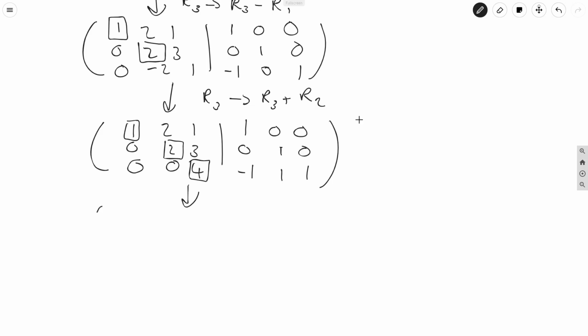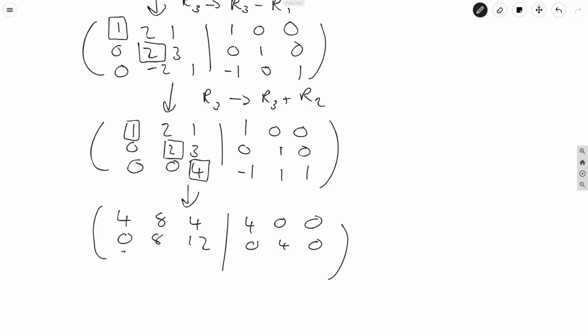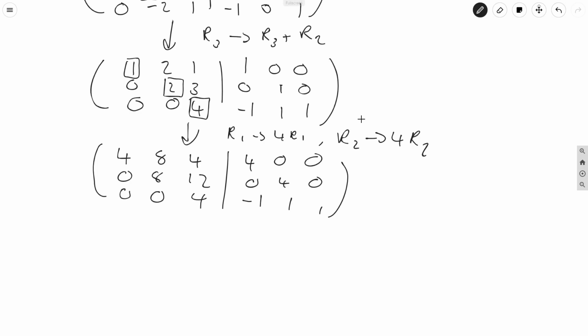So we can use this 4 to turn things above into 0. So let's go 4, 8, 4, 4, 0, 0. Let's send this to, I guess, 4 times this equation, which will be 0, 8, 12, 0, 4, 0, and 0, 0, 4, minus 1, 1, 1. All I did there was send row 1 to 4 row 1, and row 2 to 4 row 2. I did that so I could use this 4 to get rid of this stuff without having to deal with fractions. If you want, you can just divide across by 4 and subtract off and deal with fractions and be careful, but I think that method often leads to more mistakes, so I try to avoid it.